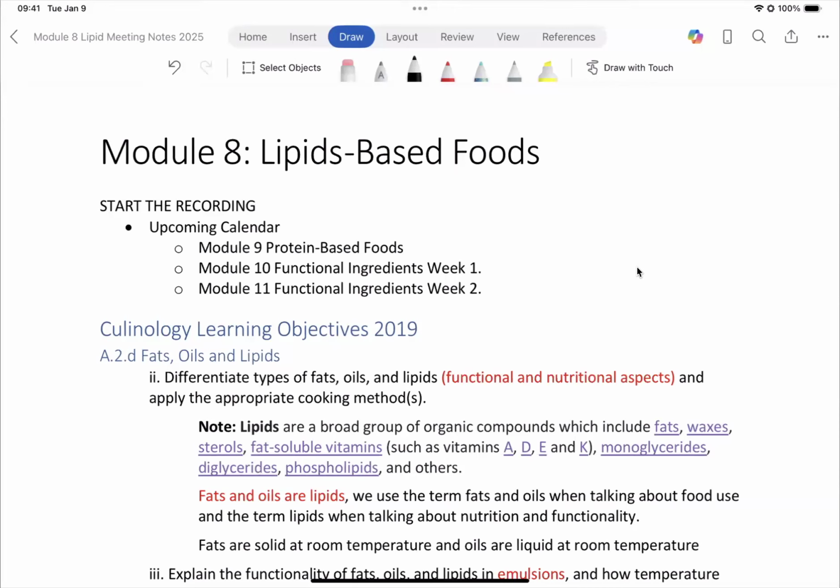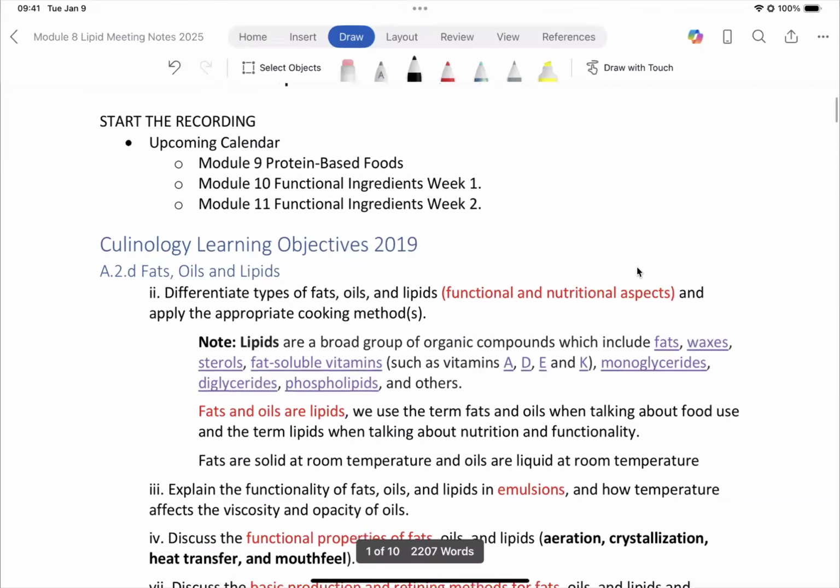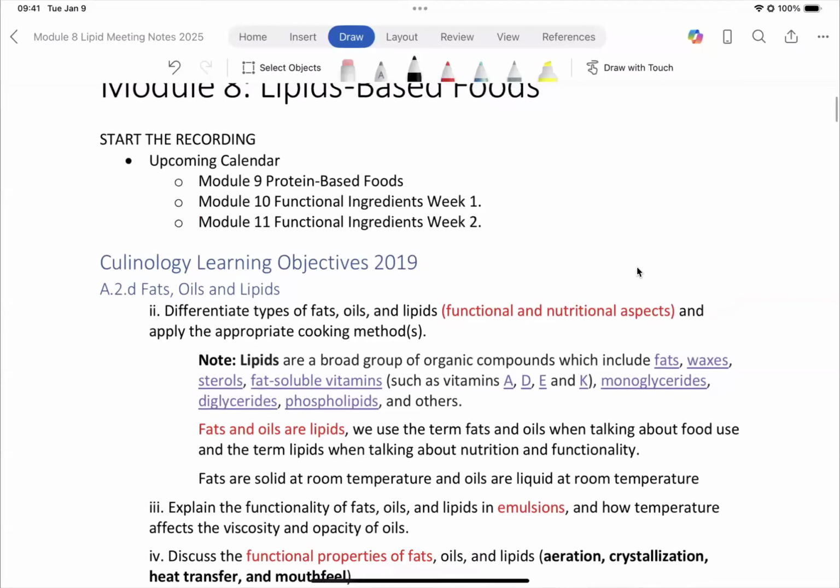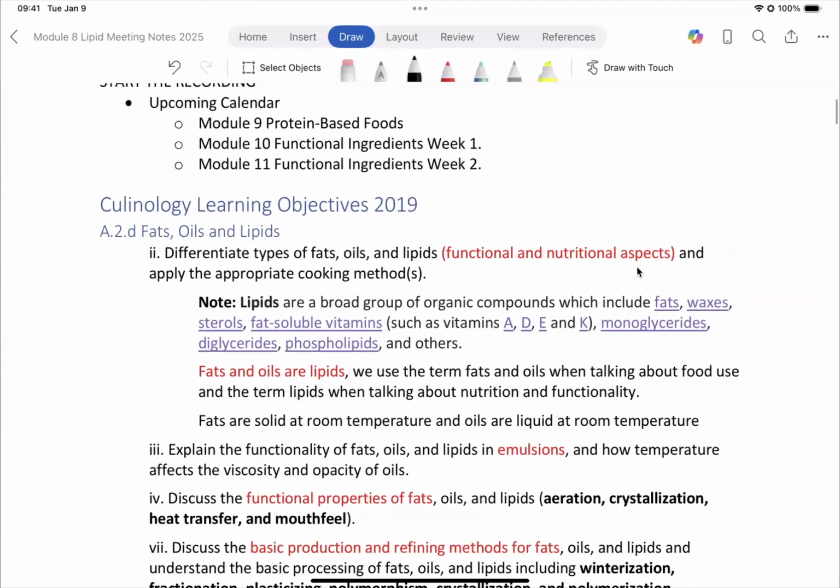Okay, guys, welcome to class, and we're moving along. We're in class 8, so we're more than half done. That's pretty exciting. Next week will be protein, and then we're going to spend 2 weeks on functional ingredients just because there's a lot of them.